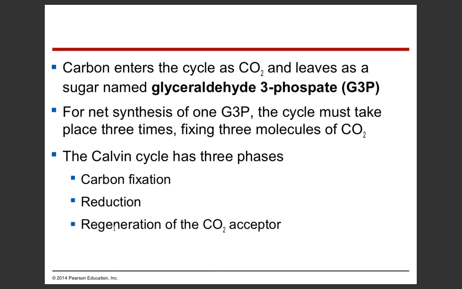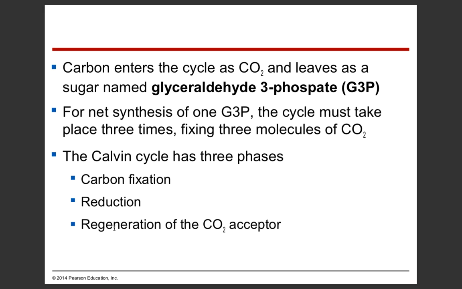Okay, so carbon enters the cycle as carbon dioxide. Where did this come from? It came from the atmosphere, from our hot breath when we're breathing, and I'm speaking right now and generating a lot of it for the plants. Save the plants, okay? So carbon dioxide enters the leaves through the stomata, okay? Carbon enters the cycle as carbon dioxide and leaves as a sugar named glyceraldehyde 3-phosphate, G3P. You need 2 of those to make a glucose. For the net synthesis of 1 G3P, the cycle must take place 3 times, fixing 3 molecules of CO2.